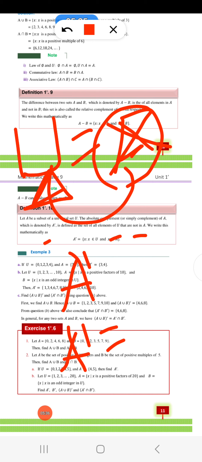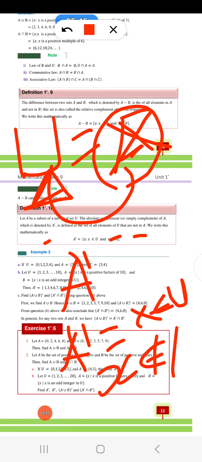When we write this mathematically, A prime is equal to {X such that X is an element of the universal set, but X is not an element of A}.